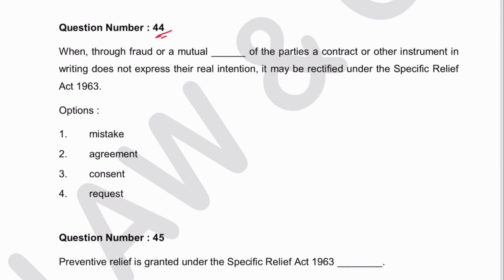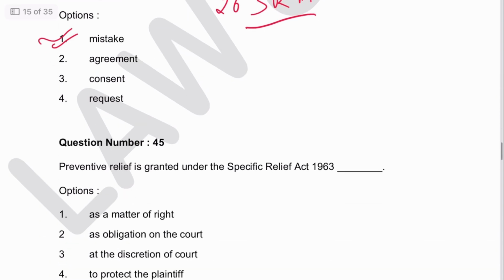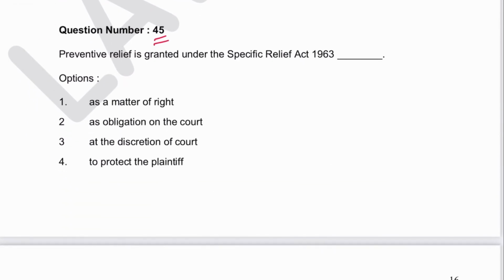Next, 44. When through fraud or a mutual mistake of the parties, a contract or other instrument in writing does not express their real intention, it may be rectified under Specific Relief Act. Mutual mistake. 1 is the answer. This is mentioned in section 26 of SRA. Next, 45. Preventive relief is granted under SRA as a matter of obligation, at the discretion of the court. 3 is the answer, mentioned in section 36 of SRA.